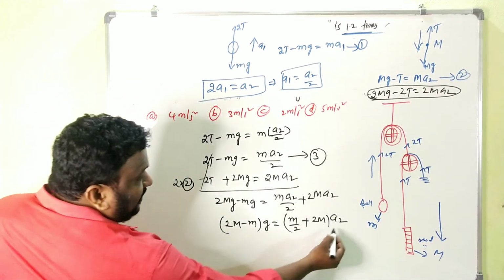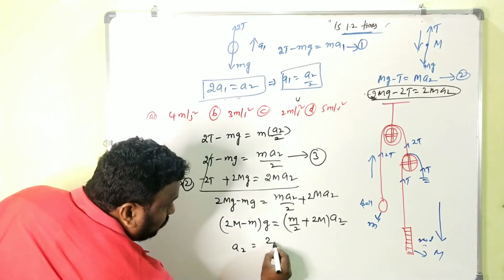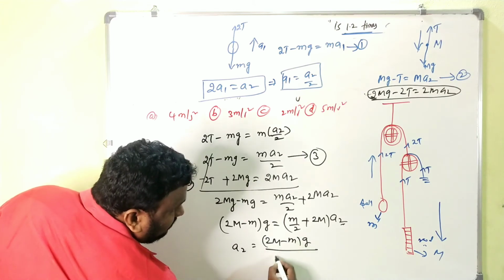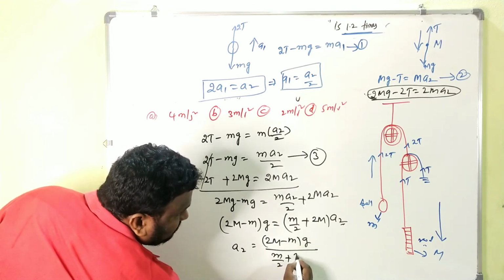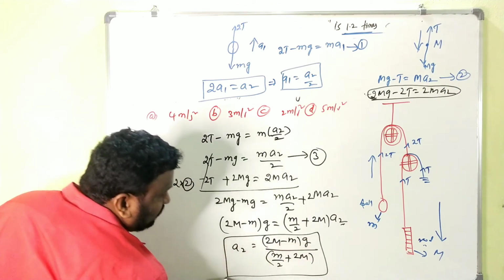So here what you have to find out now? A2 value you have to find out. That's why A2 is equal to what, right? 2M minus m into g by m by 2 plus 2M. So this is the actual formula we are going to use.